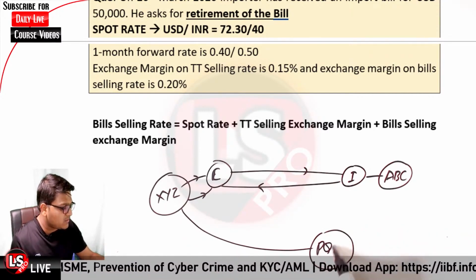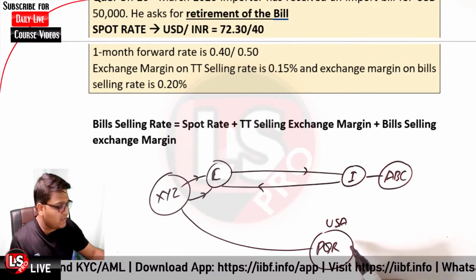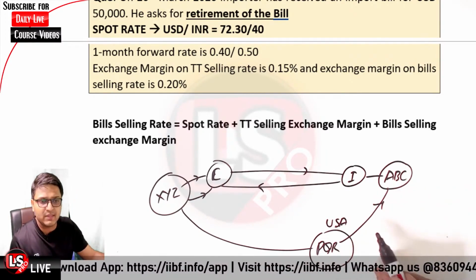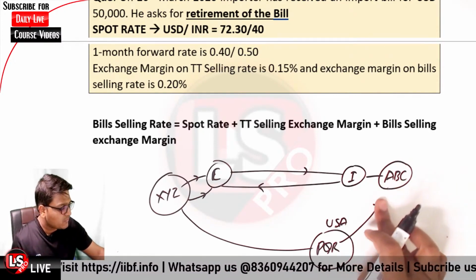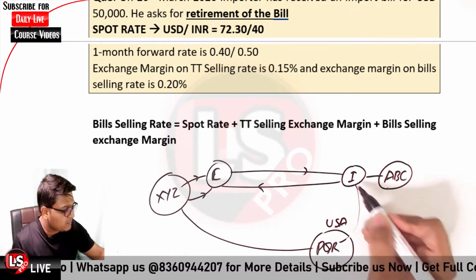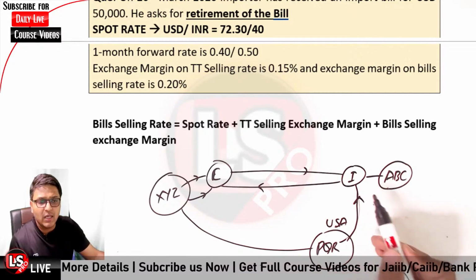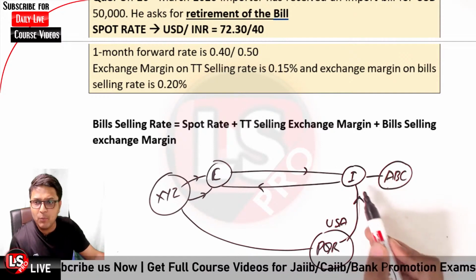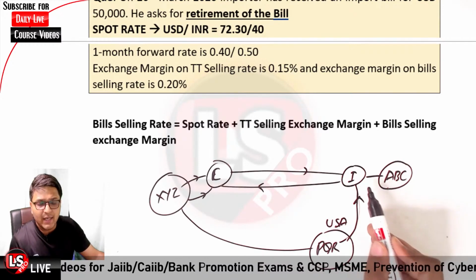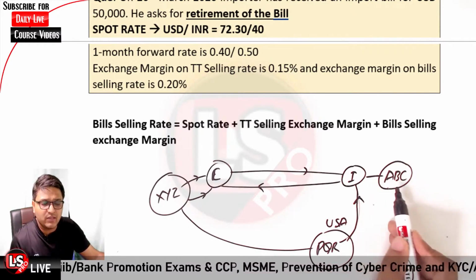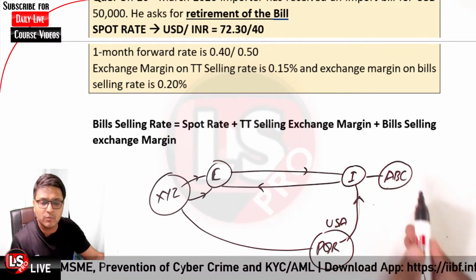Let us assume PQR is the correspondent bank of the XYZ bank in USA, and PQR bank will be presenting this bill to the ABC bank. Let us assume the bill is presented to the importer. Now the importer, along with the export bill documents, will be requesting the bank for sanctioning the retirement of the bill, because he wants to pay the export bill amount.